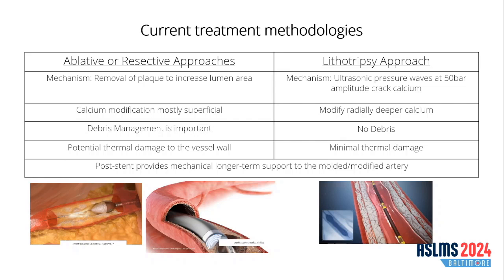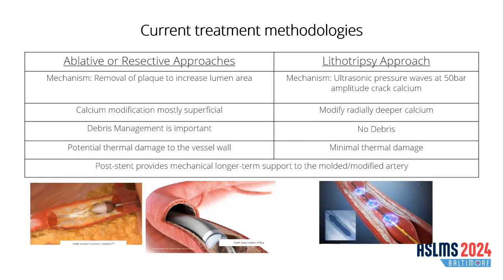So when you increase the lumen area, you get higher compliance. But as you can see, there's debris that's coming off here, so debris management becomes important. And with some of the laser approaches, thermal damage to the wall becomes important as well.